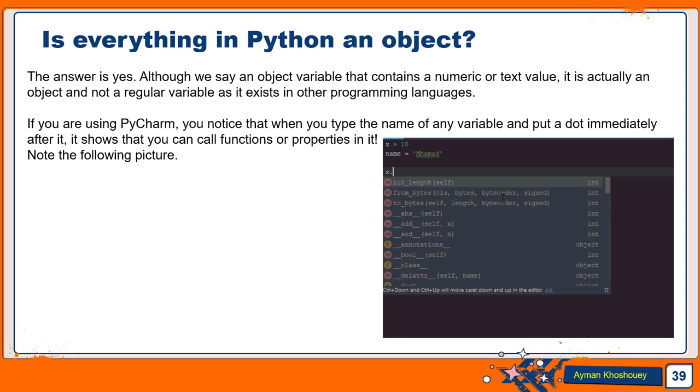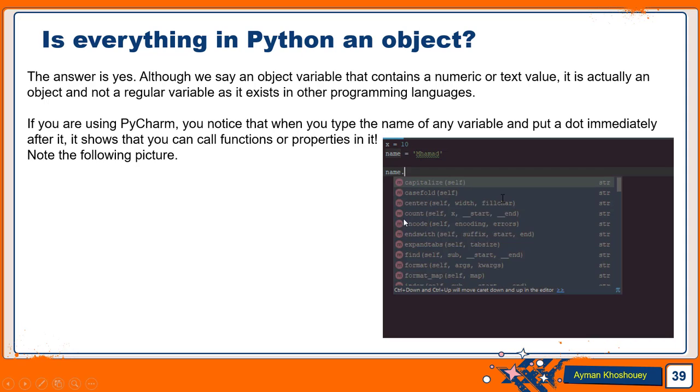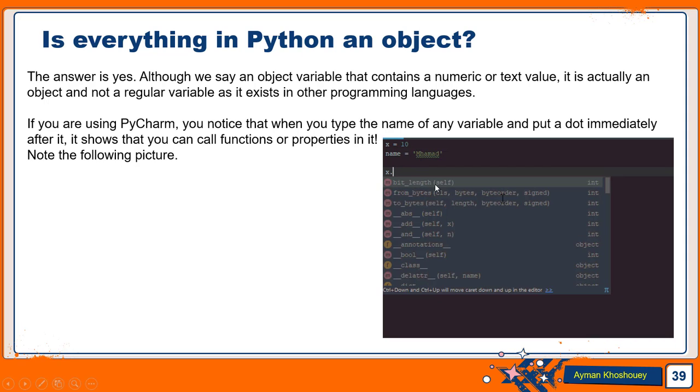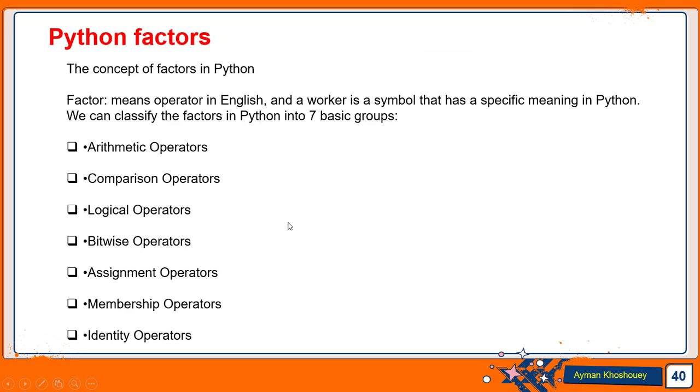Everything in Python is an object, so you can use the editor and put a dot to get your methods or your functions, as you see here. Python operators are divided into arithmetic operators, comparison operators, logical operators, bitwise operators, assignment operators, membership operators, and identity operators.